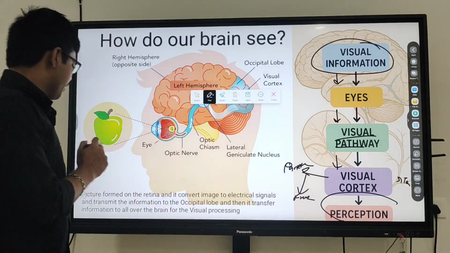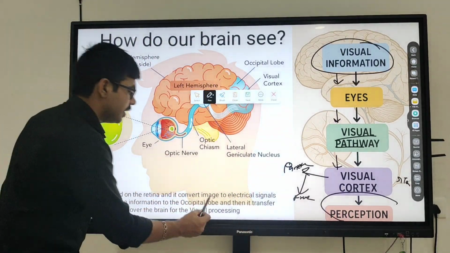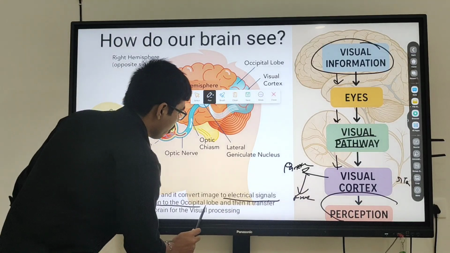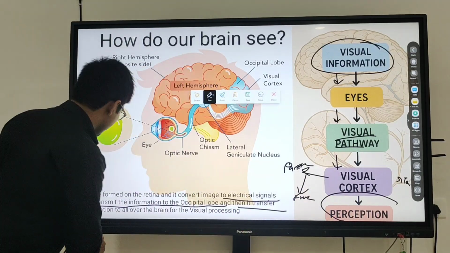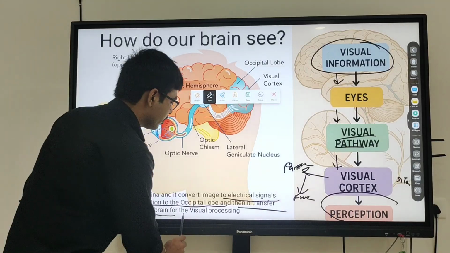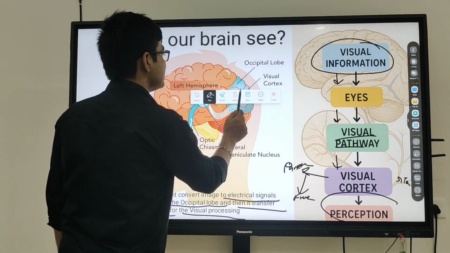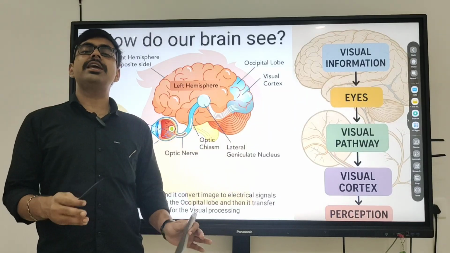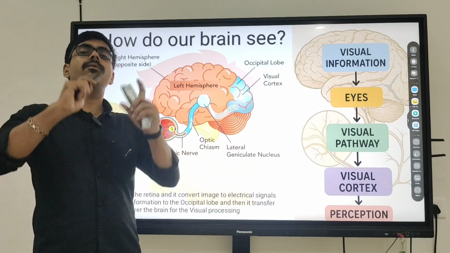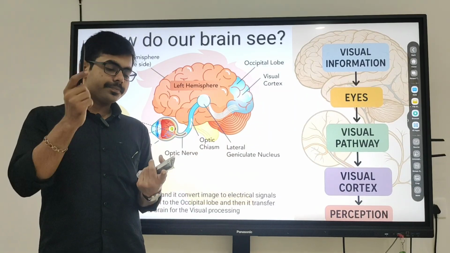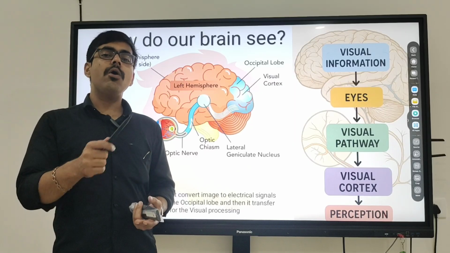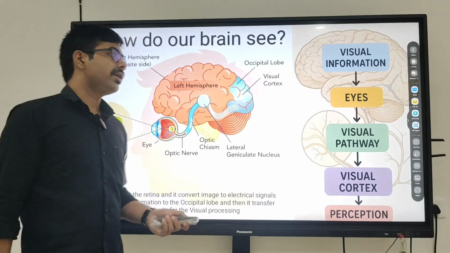Understood? Now the picture forms on the retina and is converted into electrical signals, which transmit the information to the occipital lobe, and then it transfers the information all over the brain for visual processing. This is the reason that whenever we are seeing an object, we are not seeing from the occipital lobe only, we are seeing from all over the brain. That is the reason that previously we used to call CVI cortical visual impairment. Now we call it cerebral visual impairment.